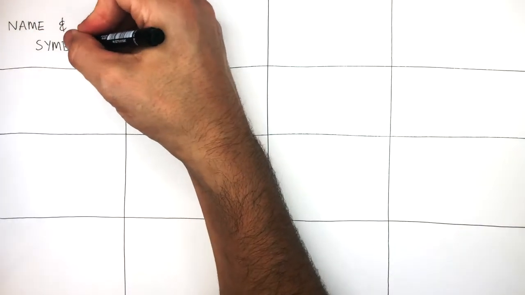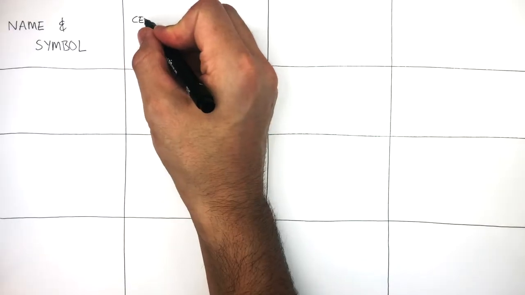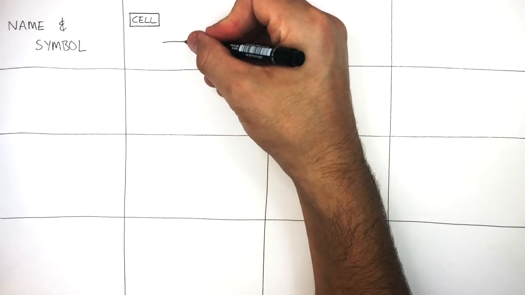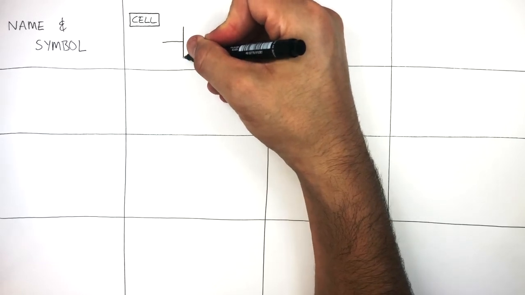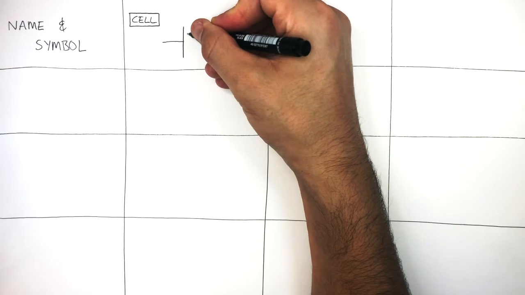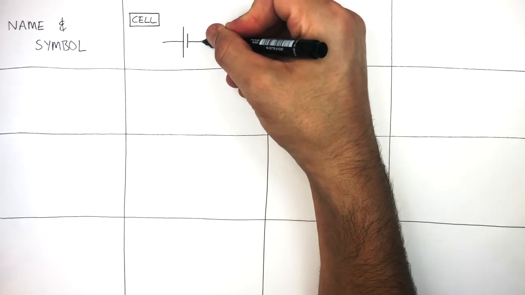In this video, we're going to go through the name and symbol of different components that can be found in an electrical circuit. A cell is drawn like this. The long side is always on the left and is the positive terminal. The shorter side is on the right and is the negative terminal. The job of the cell is to push electrons around the circuit.